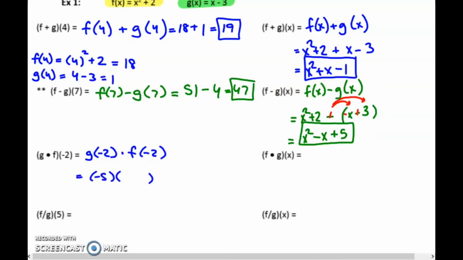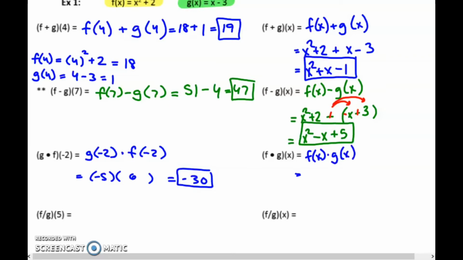And f of negative 2, you plug in negative 2, you square it, you get 4. 4 plus 2 is going to give me a 6. So this will give me a negative 30. f times g of x is equivalent to f of x times g of x.